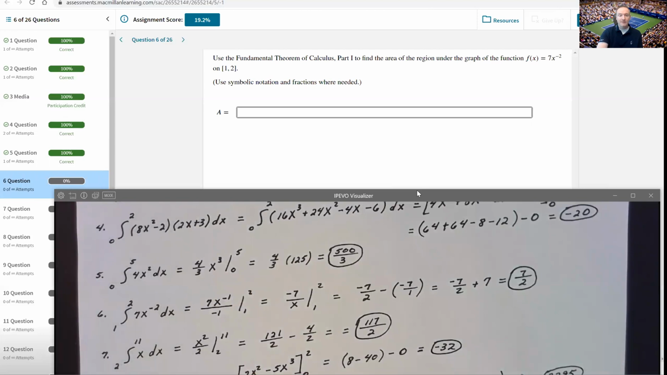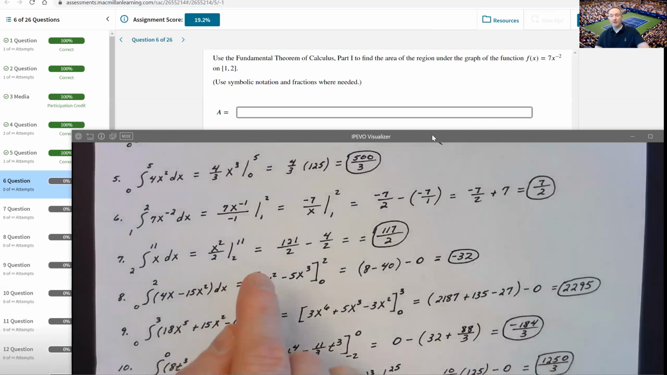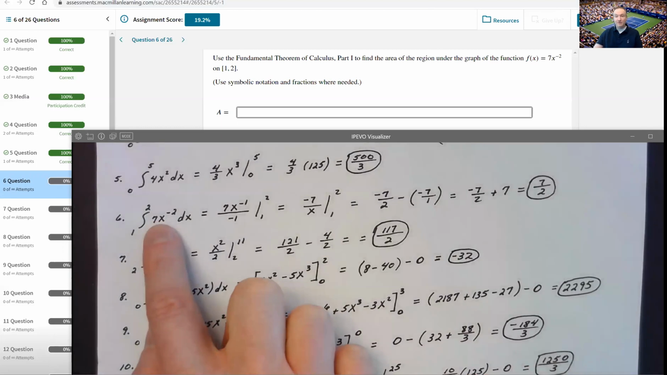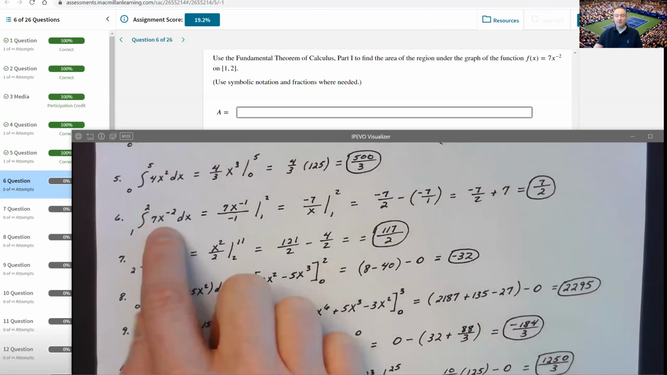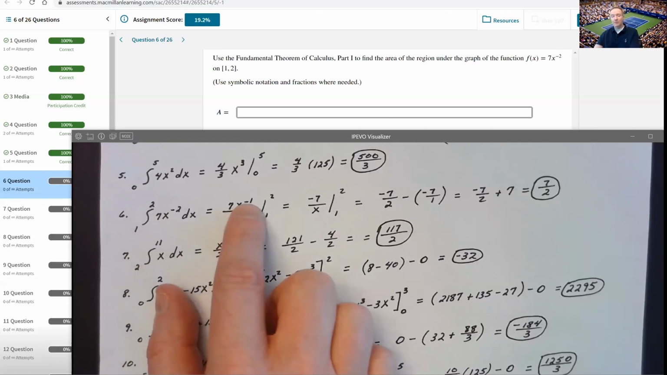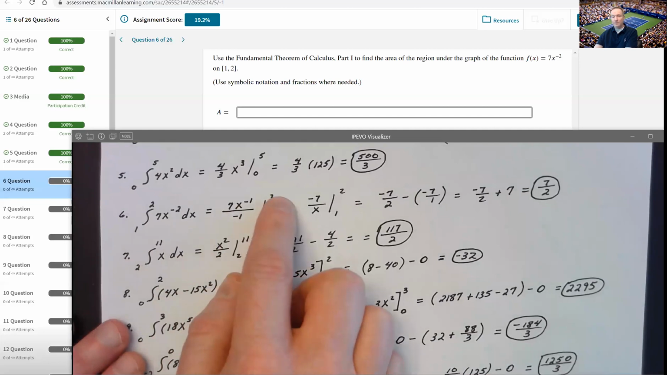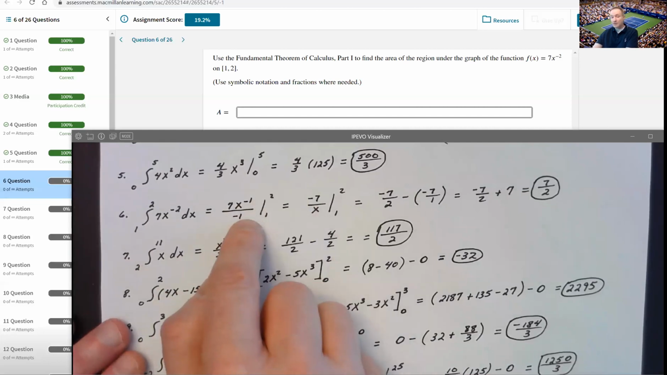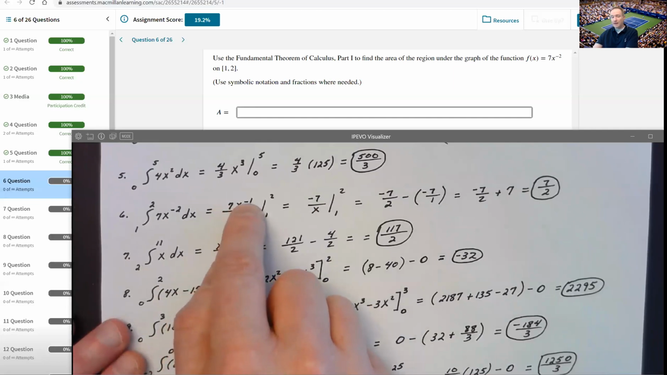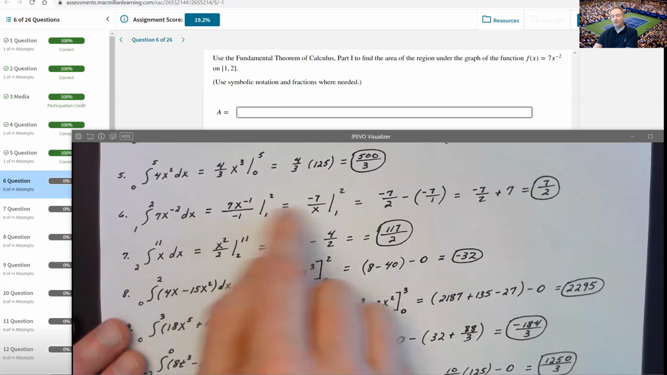For number 6, it's asking me to use the fundamental theorem of calculus part 2 to find the area between the region and between the x-axis and the graph y equals 7x to the negative 2 from 1 to 2. So we just integrate from 1 to 2 of 7x to the negative 2. Power rule tells me that this is going to become 7x to the negative 1. We divide by that new exponent, and we evaluate this answer from 1 to 2. Now, I wanted to go ahead and simplify this, that x to the negative 1 is an x to the positive 1 in the denominator, and 7 divided by negative 1 is just a negative 7.